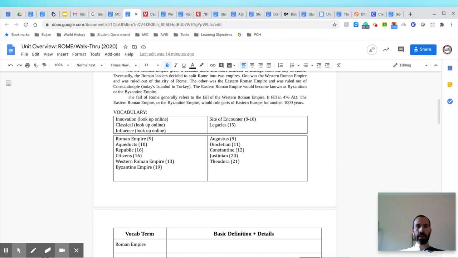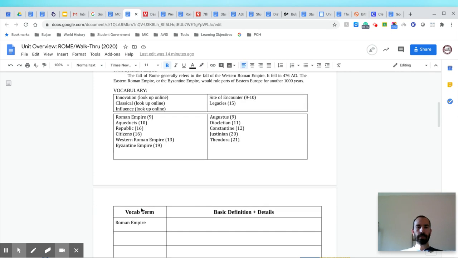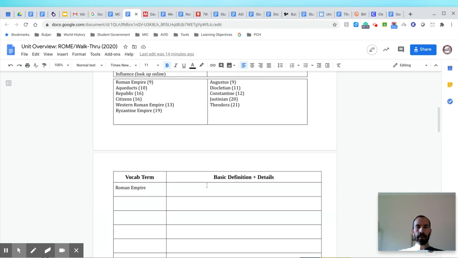Vocabulary. Here are the key terms for this unit. Some of them you have to look up online. Some of them are in our textbook with the page number. So you would copy this, paste the term, and then go to page 9, and you'll type in the basic definition, and then add some details, some other facts. So this could be 2 to 3 sentences for each of these terms.